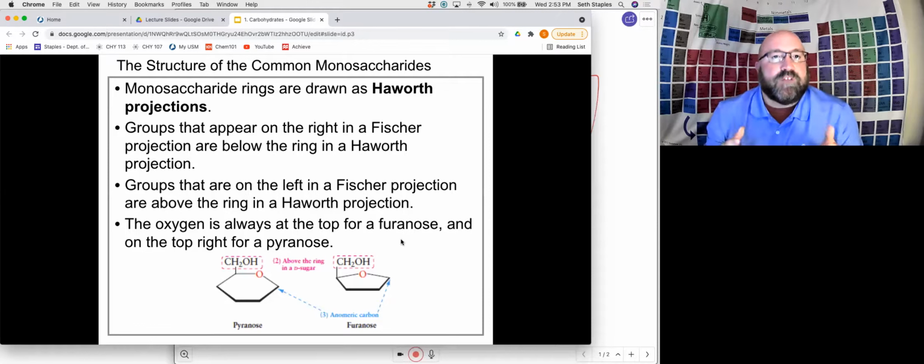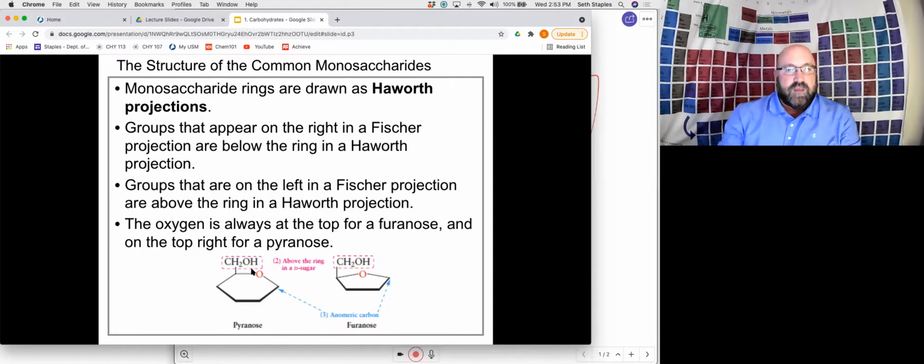We'll quite often also draw monosaccharide rings as what we call Haworth projections. And you can see that here. So here's a Haworth projection of these two different saccharides. And you can see that this is a little bit more shaded. This is to indicate that this is coming out at us, whereas the rest of this is sort of going back. And so we're picturing it as a plane like this.